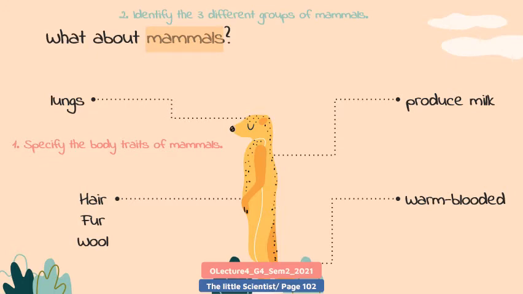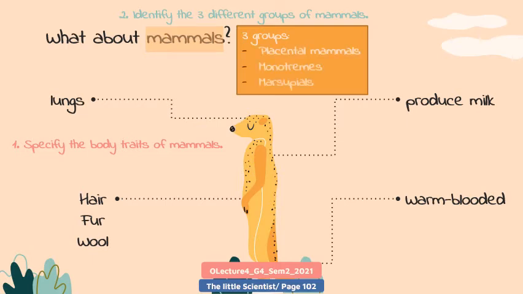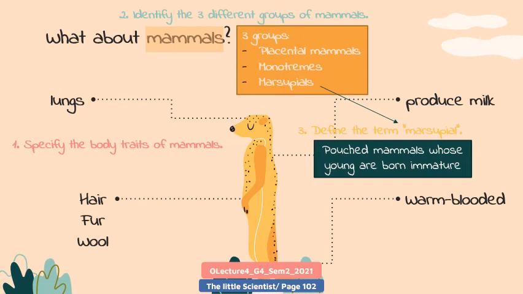What are the three different groups of mammals? Mammals are classified into three different groups: placental mammals, or viviparous mammals; monotremes, which are the egg-laying mammals; and marsupials, which are the pouched mammals. Marsupials are pouched mammals that keep their joeys inside their pouches to grow, since joeys are born immature.